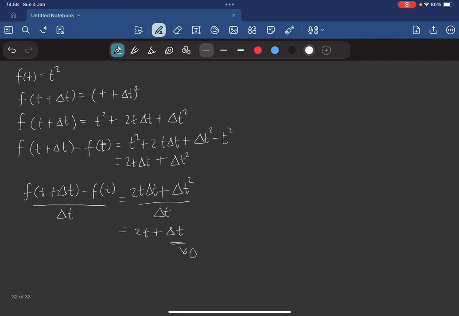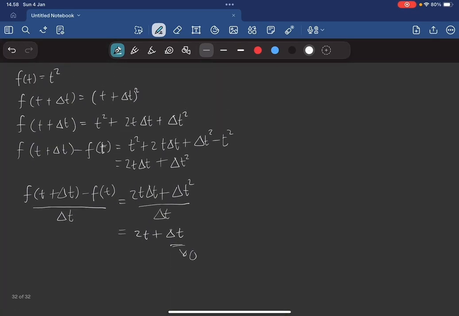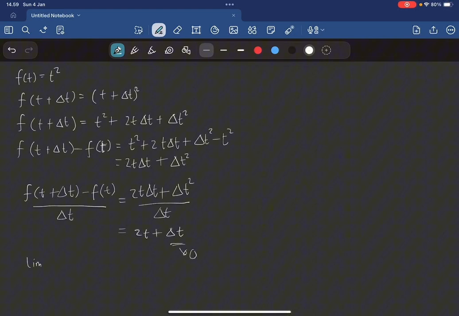Thus, as delta t approaches 0, this one will be 0. So the limit as delta t approaches 0 of f(t plus delta t) minus f(t) over delta t will be 2t. So the derivative of t squared is 2t, or we can just write d/dt of t squared equals 2t.